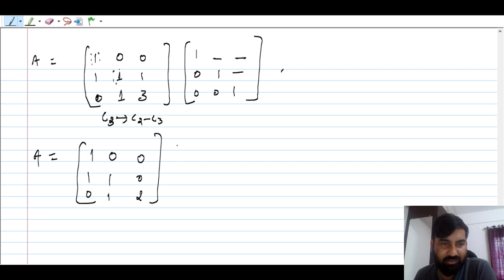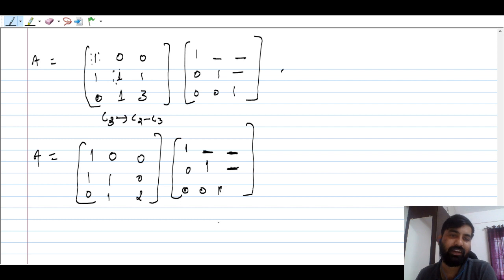Now the question is, this is 1, this is 1, this is 1. It should be 0 0 by default. Now what is the value of this? What is the value of this? What is the value of this? That you have to determine. Okay. So u12 will be what? u12, right? So what is the first operation that you have applied on column 2?